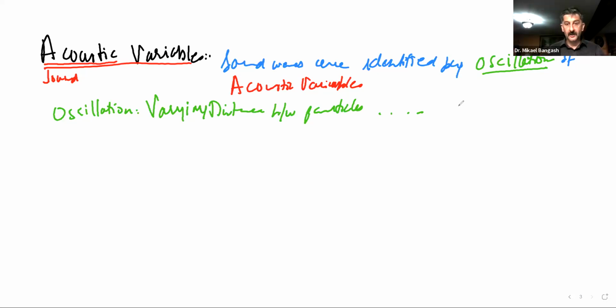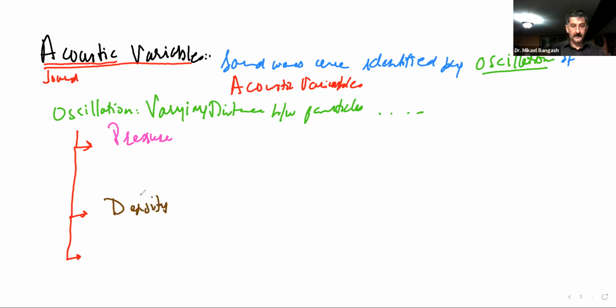Now when we talk of the acoustic variables, there are three acoustic variables. The three acoustic variables are, first of all, pressure. The second acoustic variable will be density. And our third acoustic variable is going to be distance. Clear? Here this distance we can specify a little bit more: distance of particle motion.